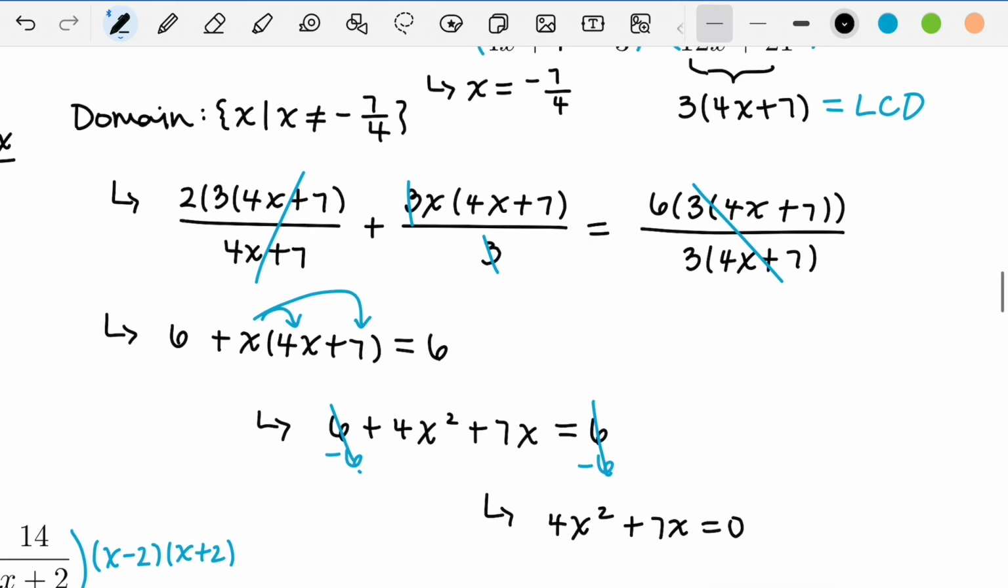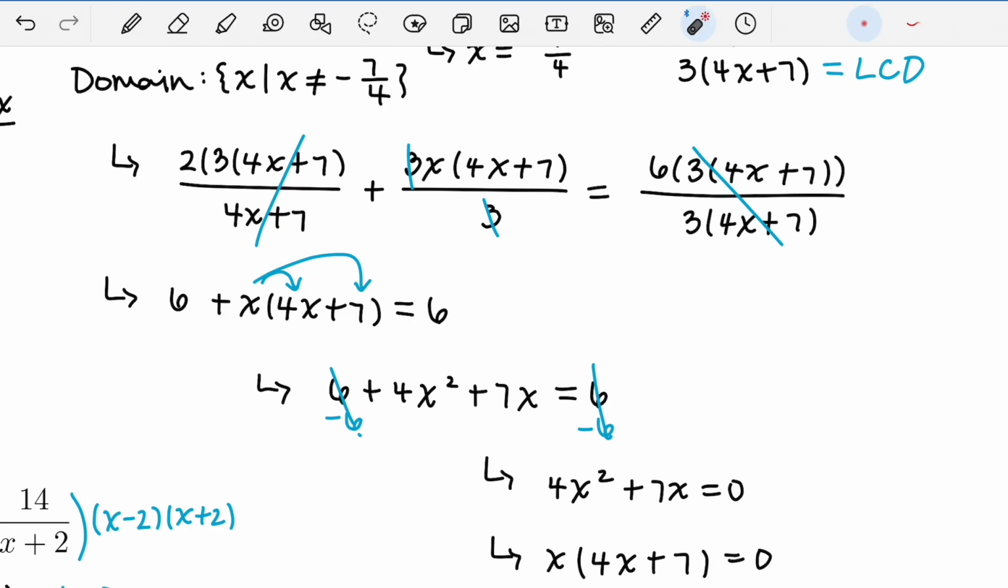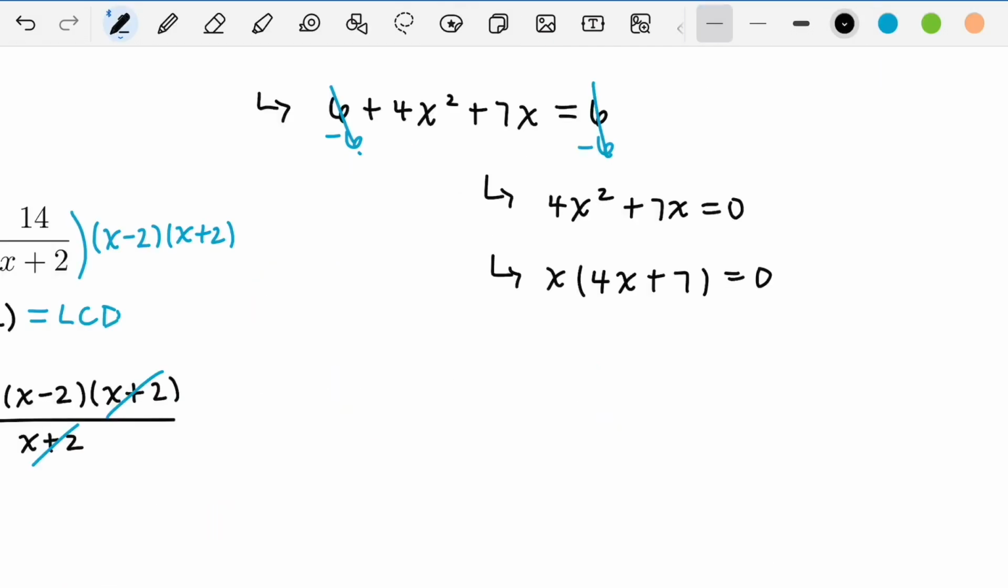Now, in order to solve for our variable x, what we're going to do is factor this guy, and we can do so by pulling out the greatest common factor. So that would be x for both of these terms. So we're going to be left with 4x plus 7. Now from here we can use our zero factor property. For this whole thing to be equal to 0, then this guy must be equal to 0, or this guy will be equal to 0, or both of them. So we have x is equal to 0, or 4x plus 7 is equal to 0. Now for this one, solving for x, we're going to get x is equal to negative 7 over 4.